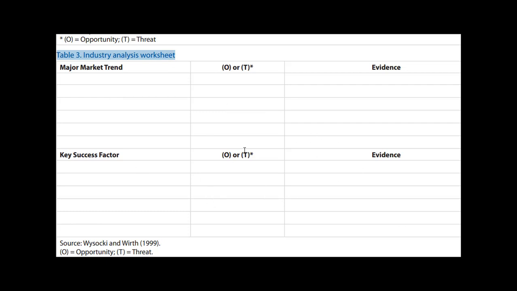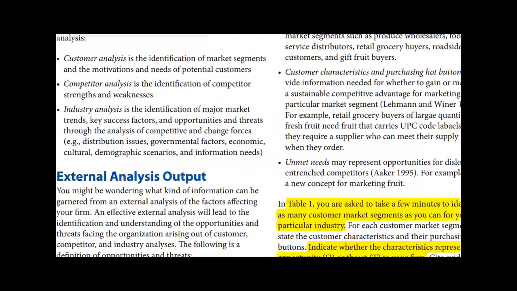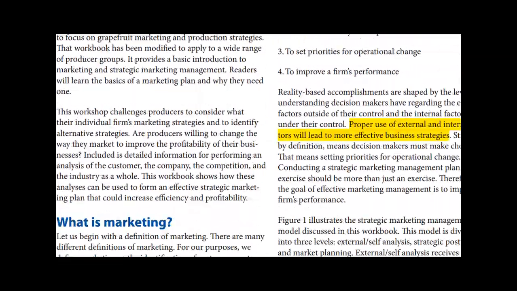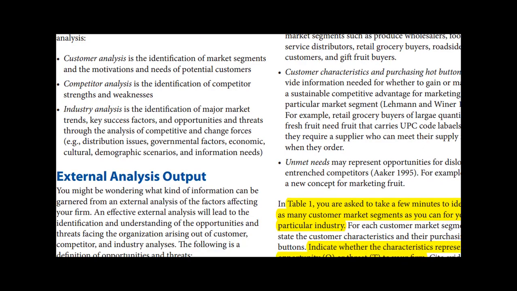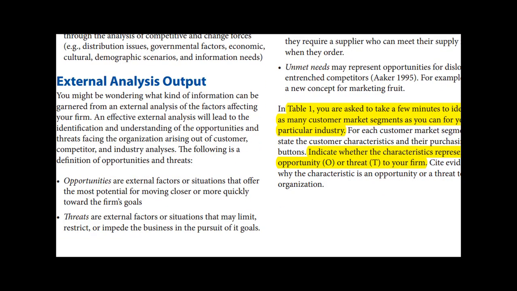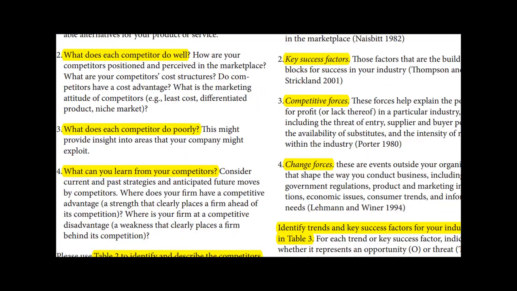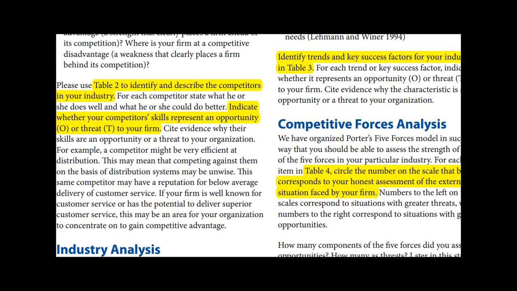This table is pretty much the same. It's like listing the major trends and key success factors of your industry and then matching it against opportunity and threat with evidence. Let's first see what these things are theoretically, and then we will move on to the practical application of what these things are.